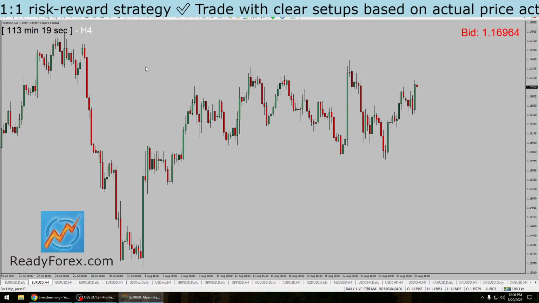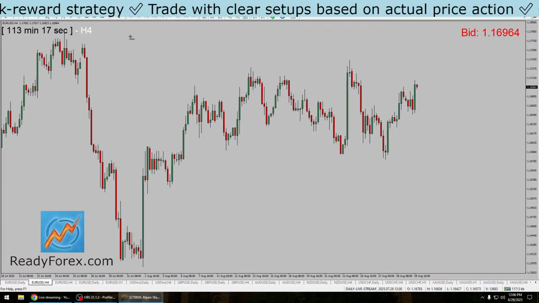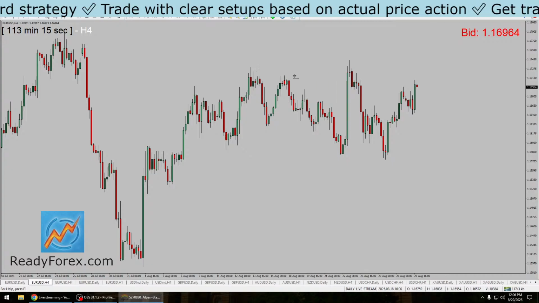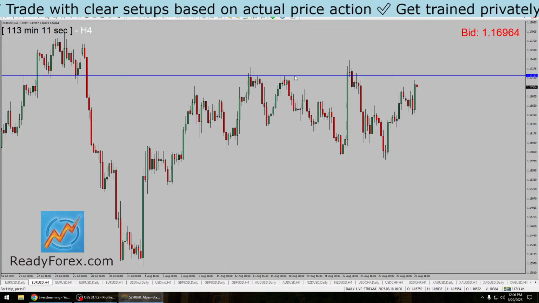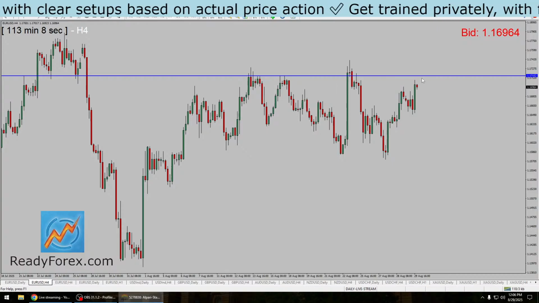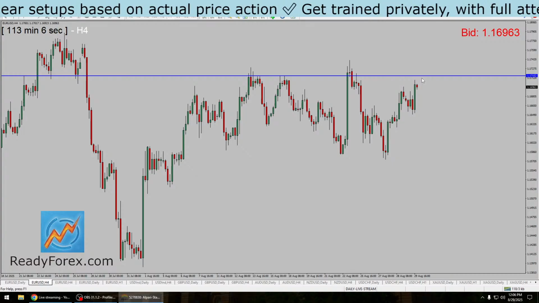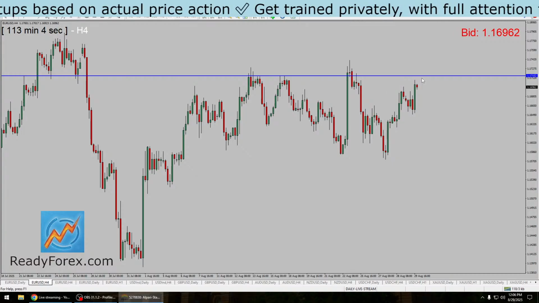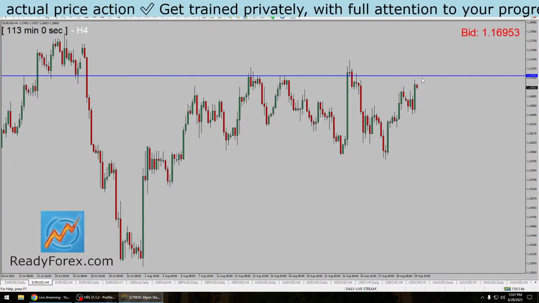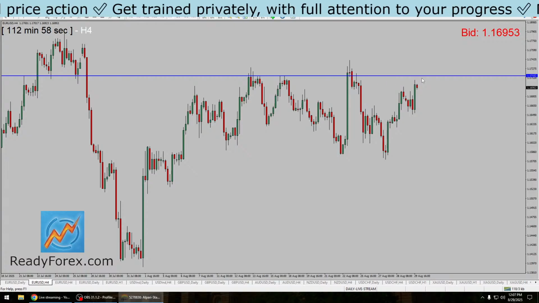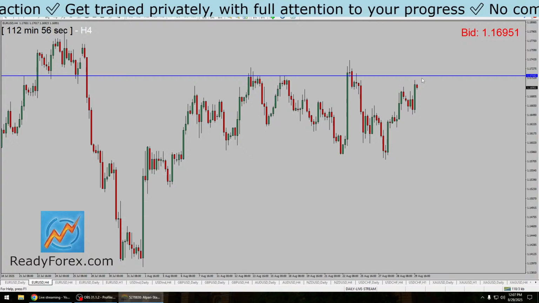Okay, let me show you a simple resistance level right over here. So price action is probably going to test this 1.1715 area inside euro dollar currency pair. This is the level which market is probably going to hit or test.